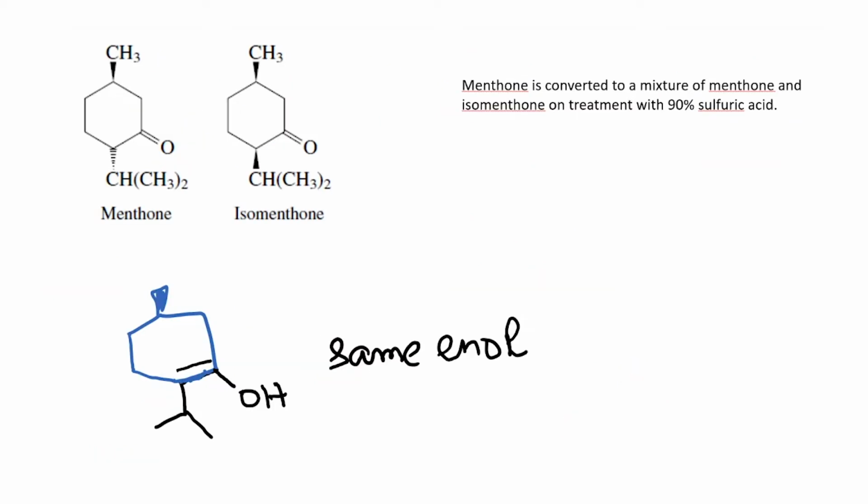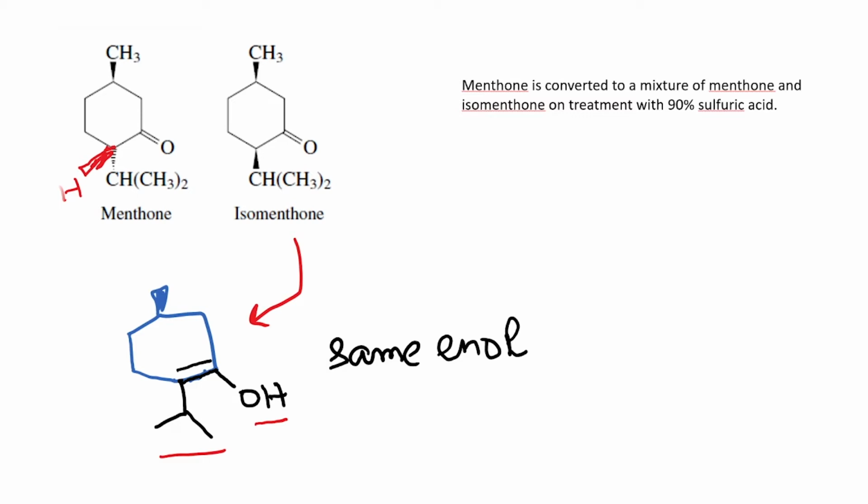In part B, instead of base, you're doing the same thing in 90% sulfuric acid. So now the question here is that you get a mixture of menthone and isomenthone with 90% sulfuric acid. So if you look here, again, menthone and isomenthone, let's say this hydrogen over here, which is facing up, has to be deprotonated to form an enol. And so if it forms the enol over here, then you get this enol. And if you notice, isomenthone will also give you the same enol.